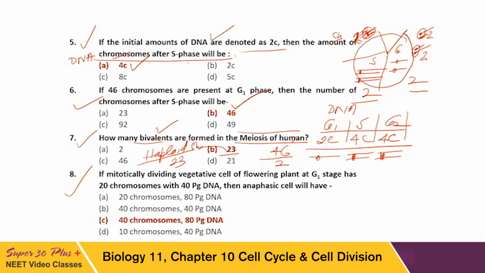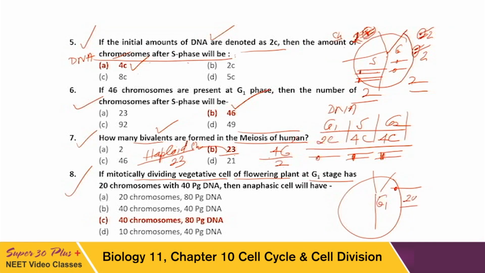See this last question, a very interesting one. A mitotically dividing vegetative cell. You got the mitosis division in a flowering plant, makes no difference. At G1 it has 20 chromosomes. Simple thing, you draw this diagram. This is G1. How many? 20 chromosomes. Can I make one? This is one chromosome with one chromatid.